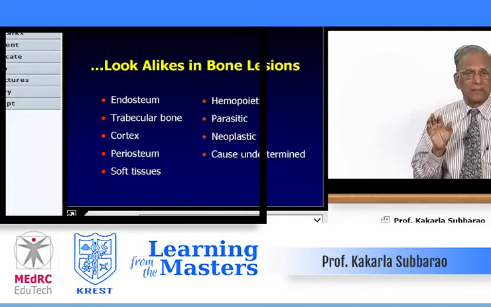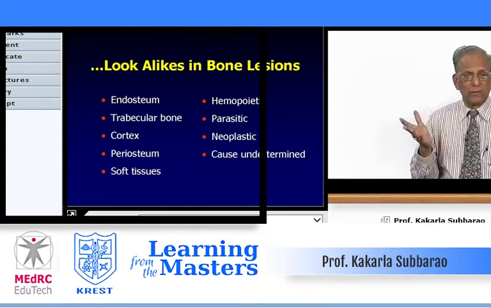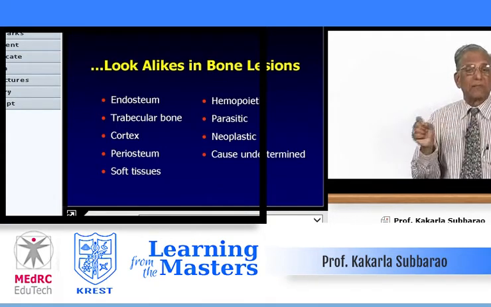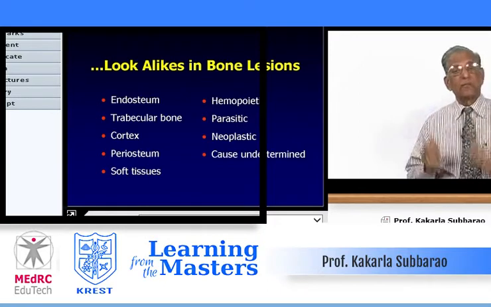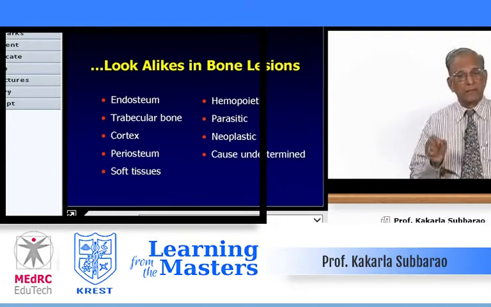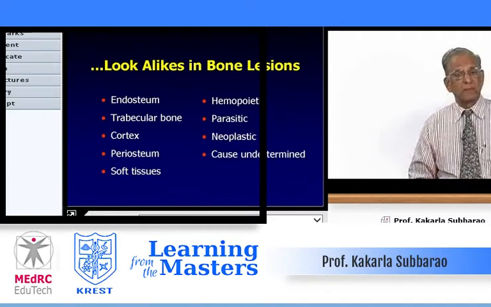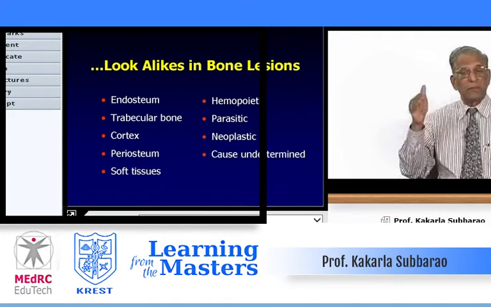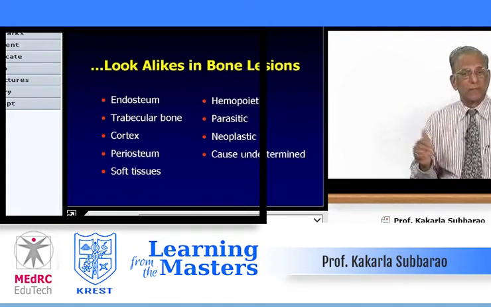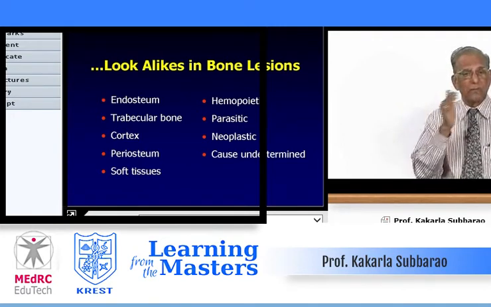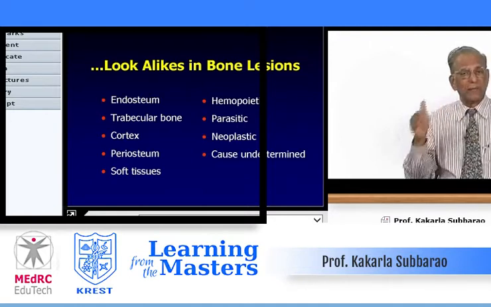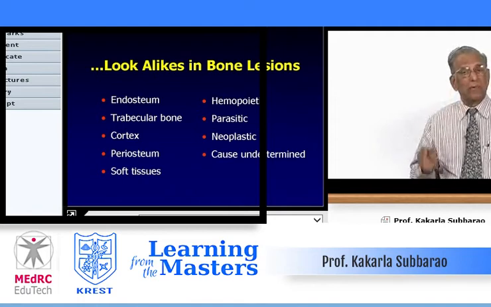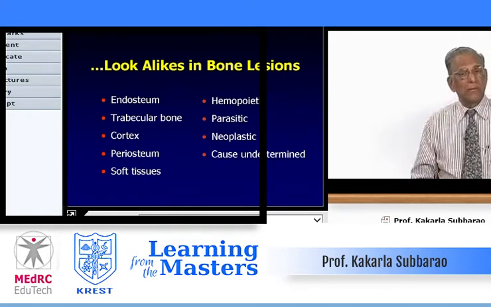So any insult, let it be trauma, let it be infection, let it be inflammation, even malignancy, periosteal reaction occurs. And then there are varieties of periosteal reaction. Is it thin, linear type of periosteal reaction, which indicates acute? Or is it multilaminar, repeated episodes? For example, in Ewing's sarcoma, you get onion peel type of appearance, multilaminar. And the multilaminar layers are not uniform. Sometimes there may be breaks.